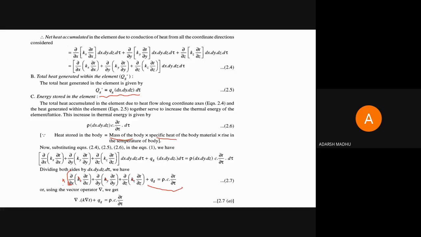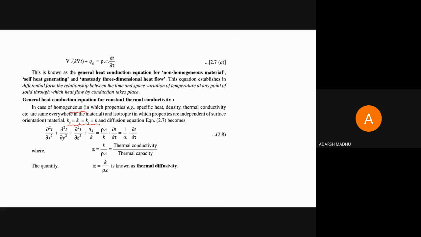And here k will get cancelled, and here qg by k will arrive, and here also rho c by k into dou T by dou tau will arrive. Divide the whole equation by k, and it will become like this: dou square T by dou x square plus dou square T by dou y square plus dou square T by dou z square plus qg by k equal to rho c by k into this. This is the final equation, right?